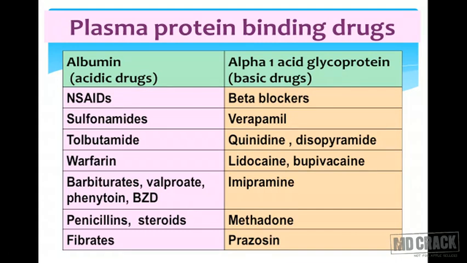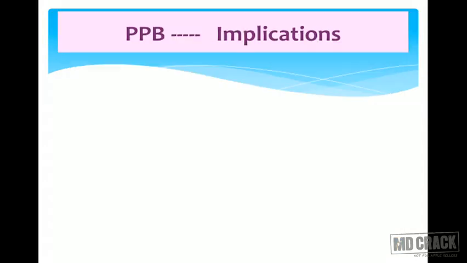These include NSAIDs, non-steroidal anti-inflammatory drugs, sulfonamides, tolbutamide, warfarin, barbiturates, valproate, benzodiazepines, phenytoin, so on and so forth. The second column is about the drugs which get bound mostly to alpha-1 acid glycoprotein, and these are mostly basic drugs like beta blockers, verapamil, quinidine, disopyramide, lidocaine, bupivacaine, so on and so forth.